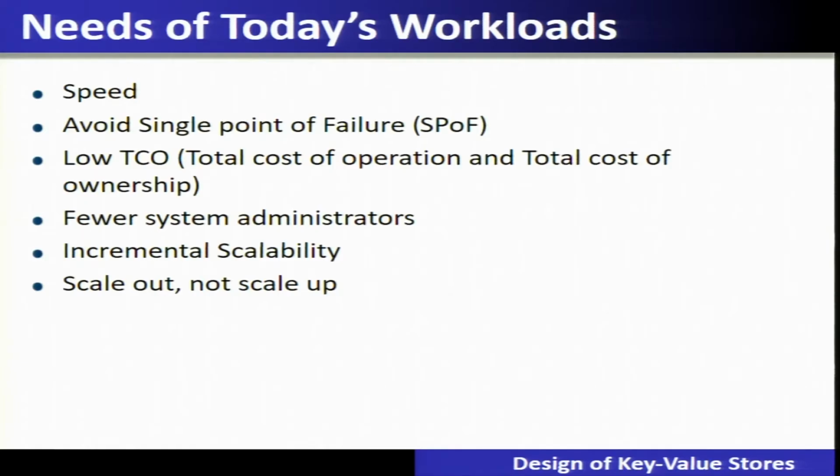Therefore, today's IoT workload requires speed and avoiding a single point of failure, and also a low total cost of ownership, fewer administration, and incremental scalability: scale out and not scale up. When you say scale out, that means horizontal scaling. Horizontal scaling means as more resources are needed, more systems in the form of nodes can be added, and this kind of requirement-based scaling is called horizontal scaling.